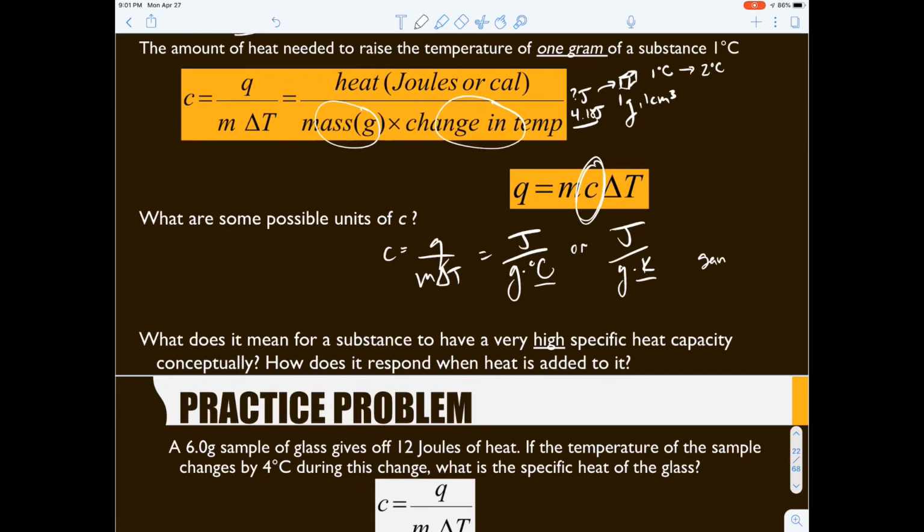They're the same. So a change in temperature in Celsius is the same as the change in temperature in Kelvin. Okay.